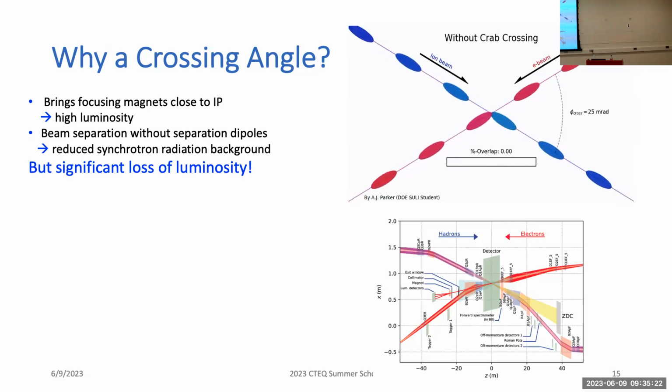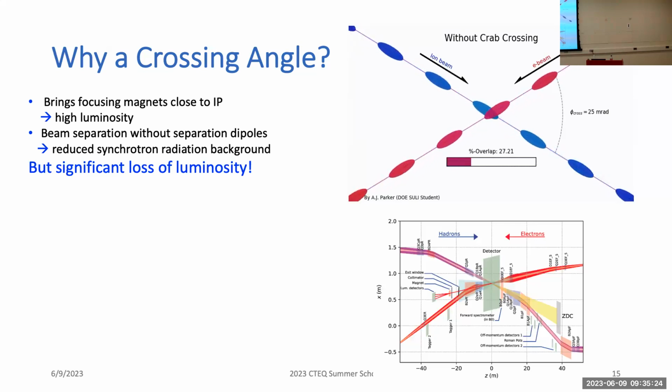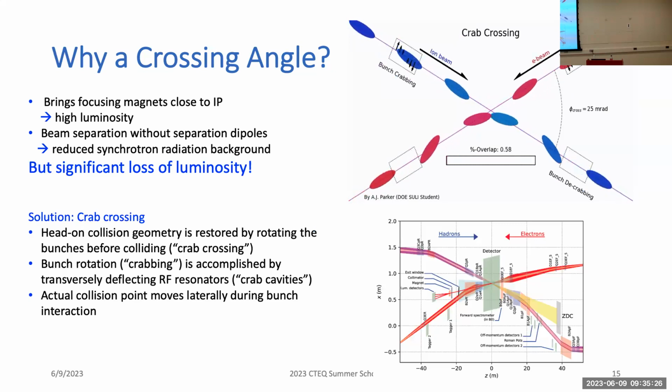Money, money, money, okay? So what's done is a really clever idea that comes from the machine people, to use something called a crab cavity to rotate the bunch. And so you rotate the bunches so that they come in at an angle, and when they come in at an angle, they fully overlap.